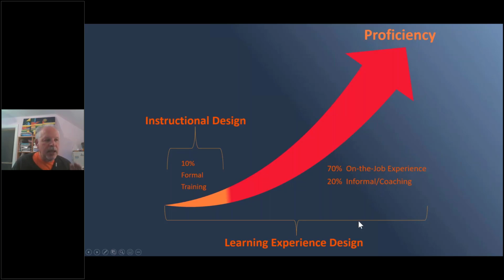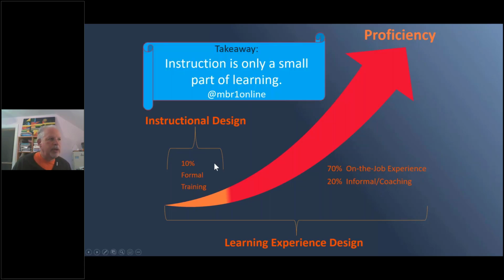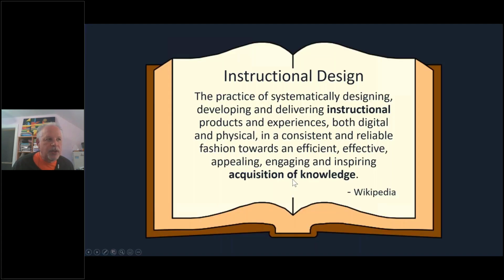I think that learning experience design subsumes instructional design. It's one part of it, but it's not all of it. And the focus on formal instruction is not broad enough for what we need to do and how we know people learn. Instruction is only a small part of learning. So we've got to focus on, as I like to say, the whole enchilada, not just part of it.